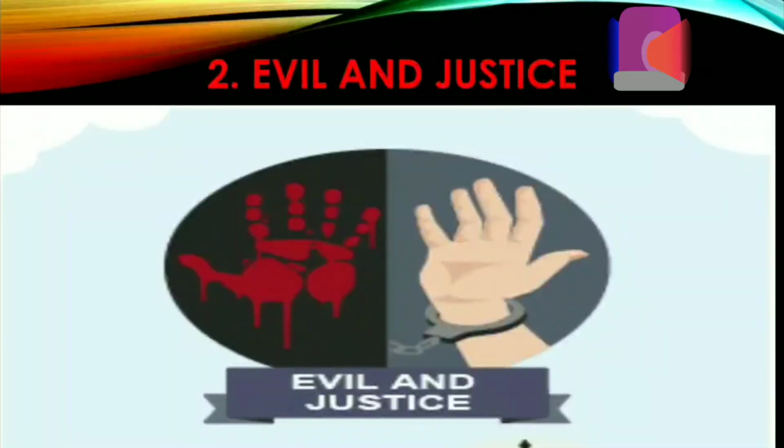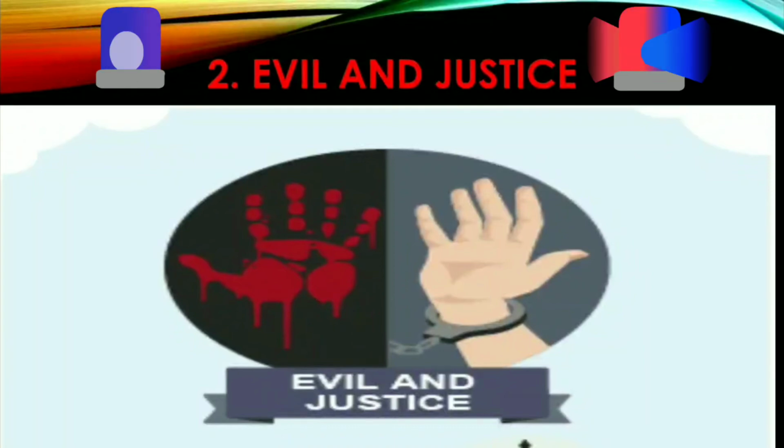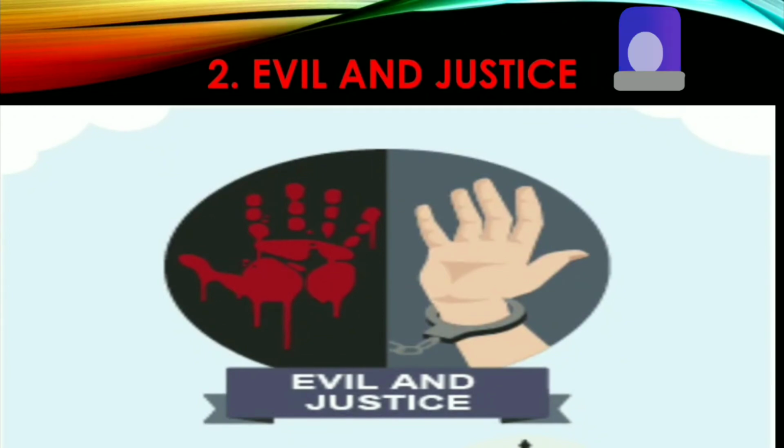The second most important theme of this novel is evil and justice. Evil is present in the form of the murders and crimes that are committed. Evil is also embodied by the character of Tonga, who is depicted as inherently savage and malicious.